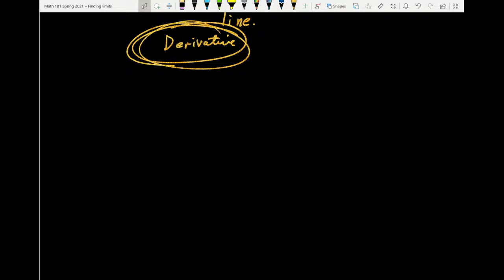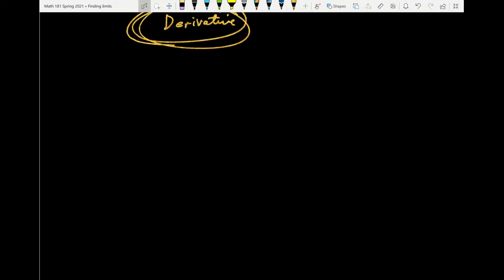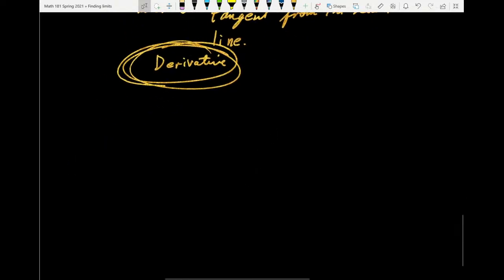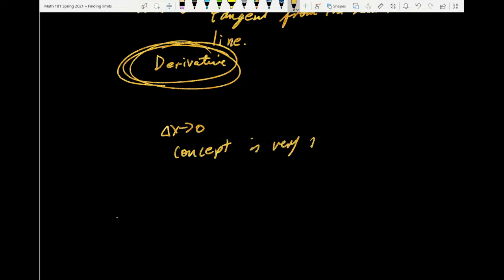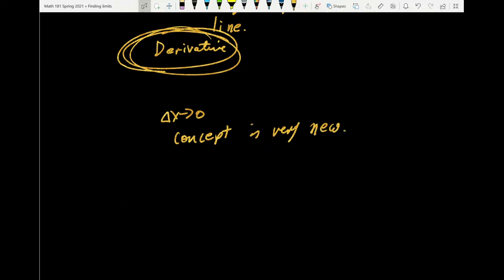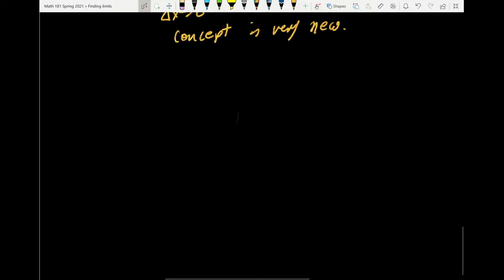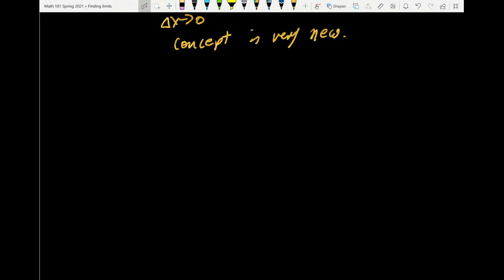Alrighty then. So now we don't know that much mathematics about what happens to a function when something goes to zero. This concept is very new, and you guys haven't seen that. So what the heck is happening? What is that? So let's look at it.